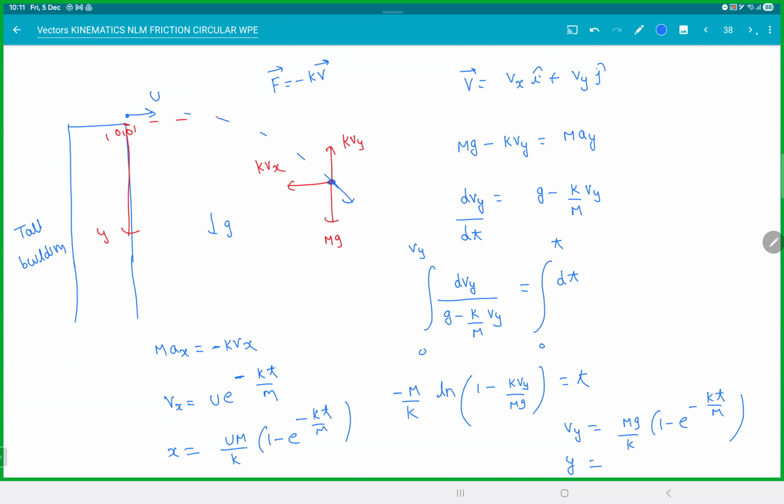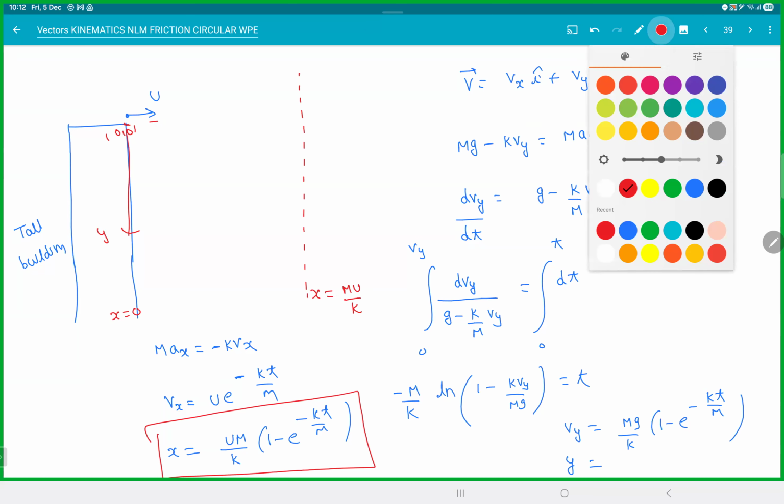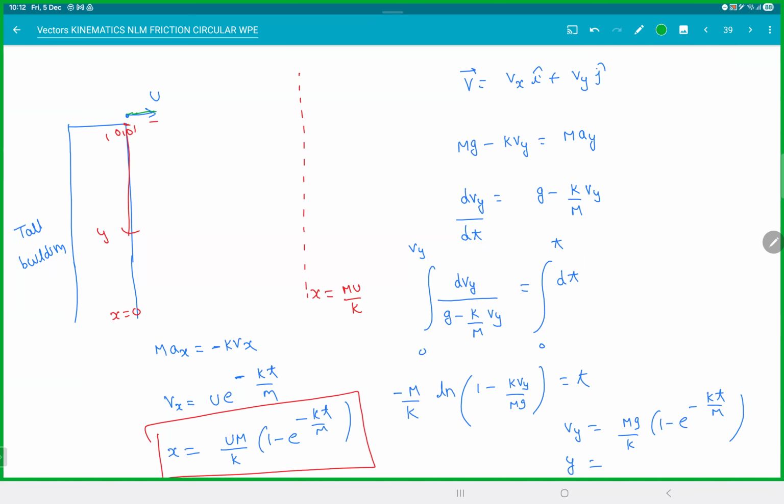If you actually try to draw the path, and look at that x coordinate we got, they can ask you this question: find the range of the particle. As t tends to infinity, the value of x will tend to mu by k, meaning there is a certain line this particle will never cross. If you take this point as x equal to 0, and this point as x equal to mu by k, this particle will move in such a way that it gets closer and closer to this line, but it will never reach that line. It becomes eventually vertical.